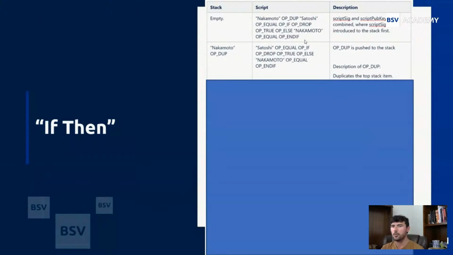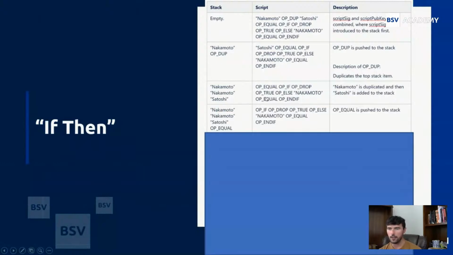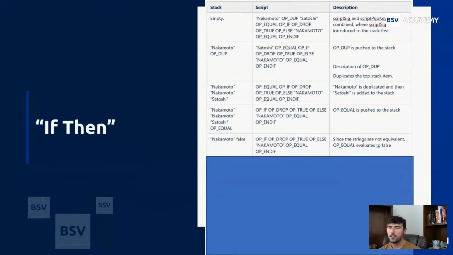First, it's going to duplicate Nakamoto. As you can see here on the left, opdupe is going to just duplicate the top stack item. And then we're going to end up with Nakamoto. We're going to load Satoshi onto the stack and then check if it is equal with the other top stack item. It takes 2 inputs. And since the strings are not equivalent, it's going to leave false on the stack.